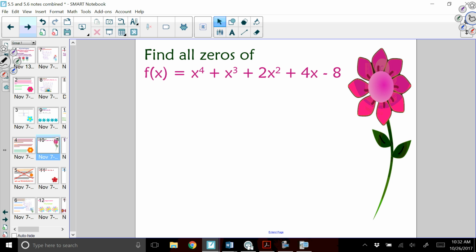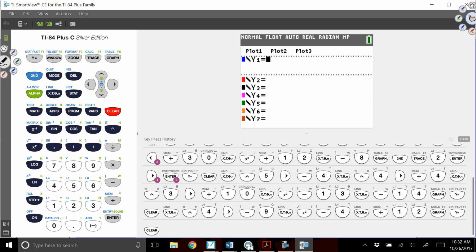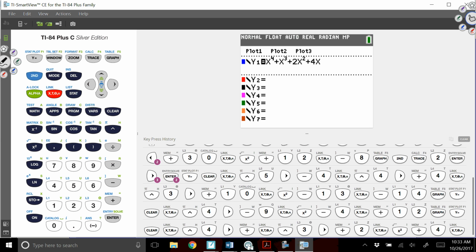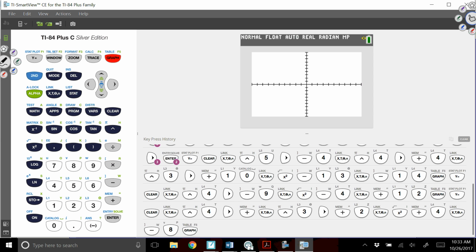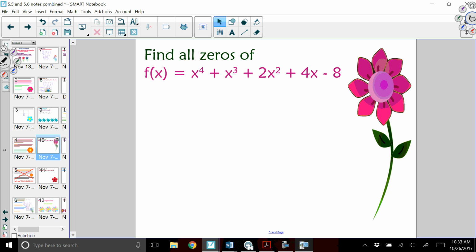All right, here we go, guys. Find all zeros. We're almost done, guys. Hang with me. So again, let's go ahead and graph this one. Y equals. All right, so on this problem, how many answers should it have? Should have 4. How many do I find on my graph? I found at least 2, right? Okay, so which ones did we find? Negative 2 and 1. So x equals negative 2 and 1.